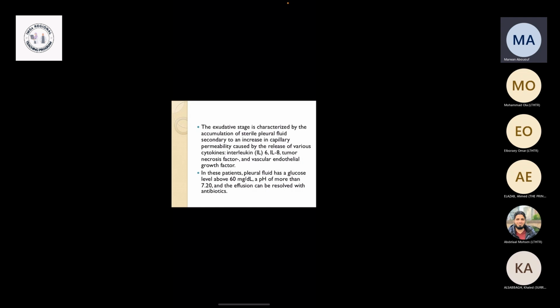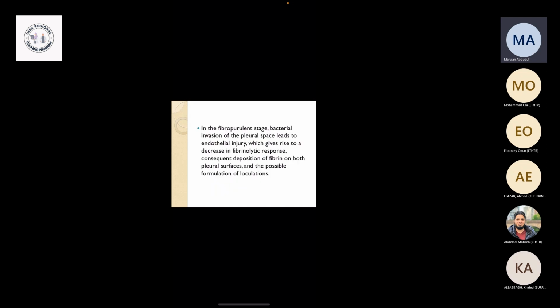In the fibropurulent stage, bacterial invasion happens and leads to endothelial injury, and this is the cause of pleural fluid accumulation, which gives rise to a decrease in fibrinolytic response and deposition of fibrin, which causes the loculations or septations on both pleural surfaces, and as previously discussed, the formation of loculations.